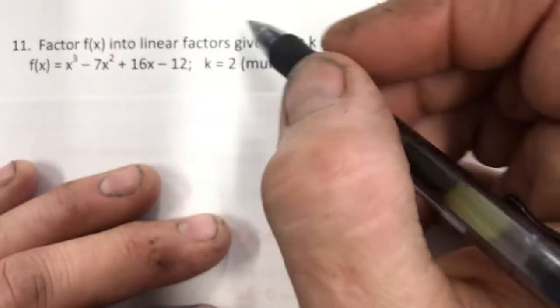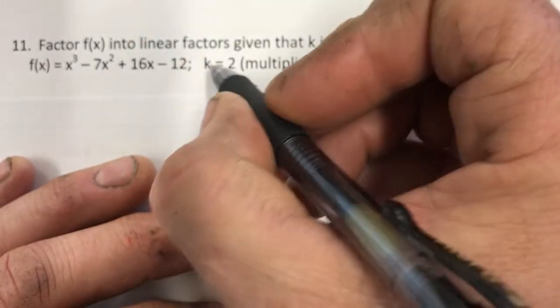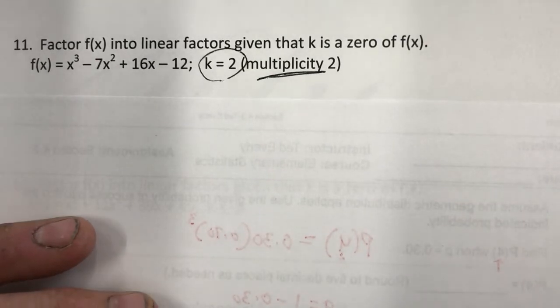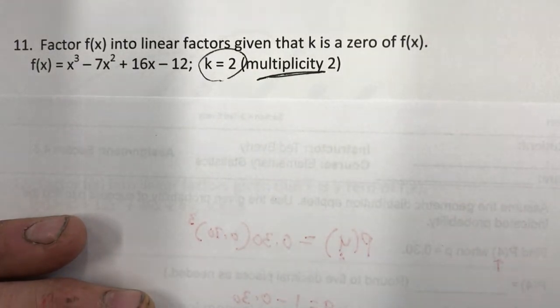Factor this one. Okay, k equals 2 is my 0. But look here, multiplicity 2. That means it's a factor twice. Okay, let me show you now.